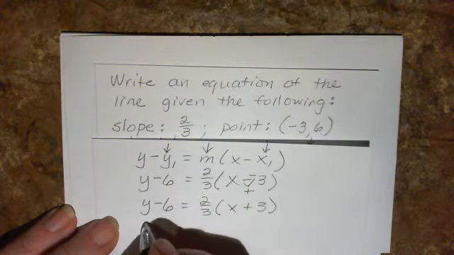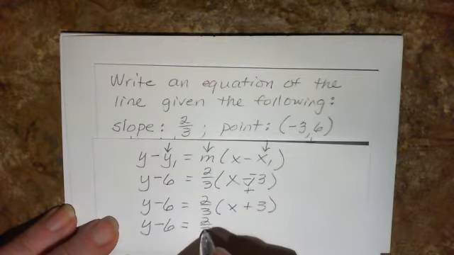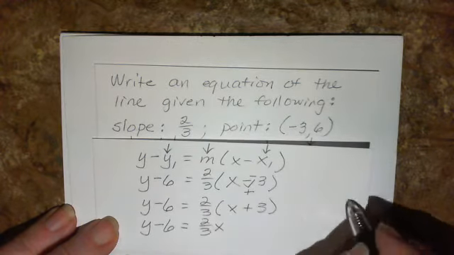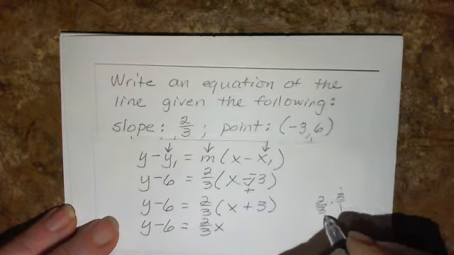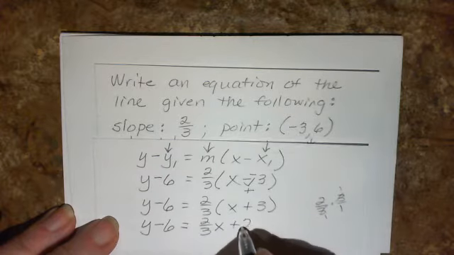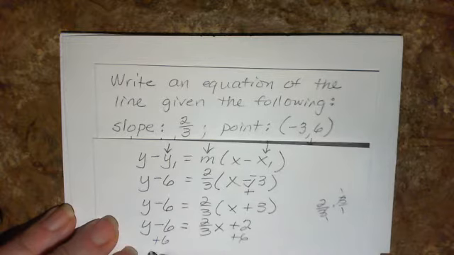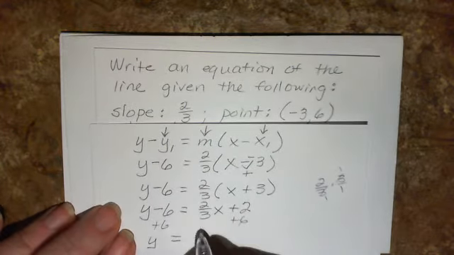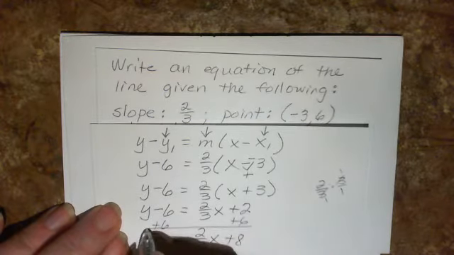Okay. Now let's distribute to remove the parentheses. Y minus 6 is equal to 2/3 x. 2/3 times 3 out to the side. Put 3 over 1. That cancels and it gives us 2. So that's plus 2. And now we want to add 6 to both sides, and that gives us y is equal to 2/3 x plus 8.